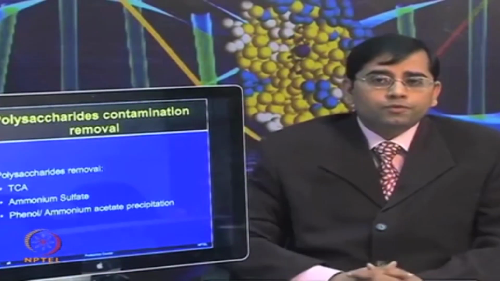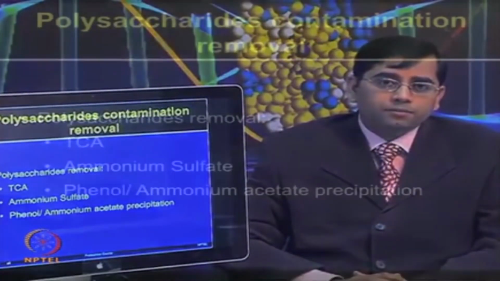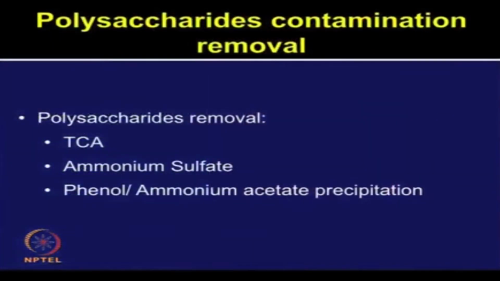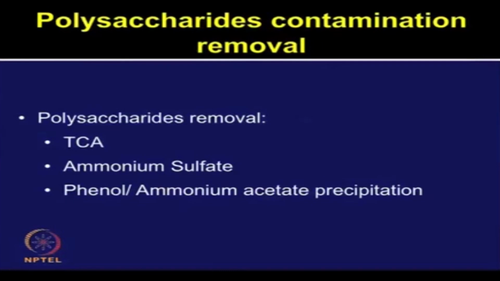So, how to remove these types of polysaccharide contamination? During the precipitation step itself, a lot of polysaccharides get removed. So, TCA, trichloroacetic acid, ammonium sulphate or phenol or ammonium acetate precipitation are efficient ways of removing the polysaccharide contamination.